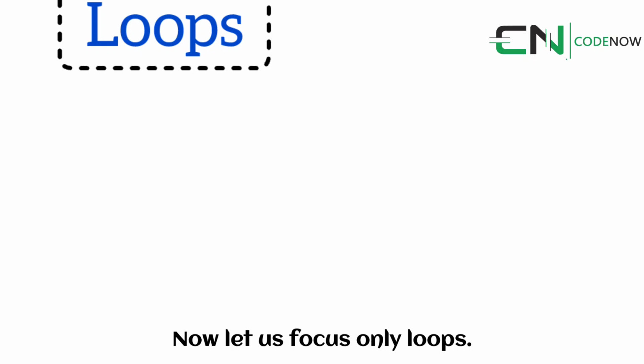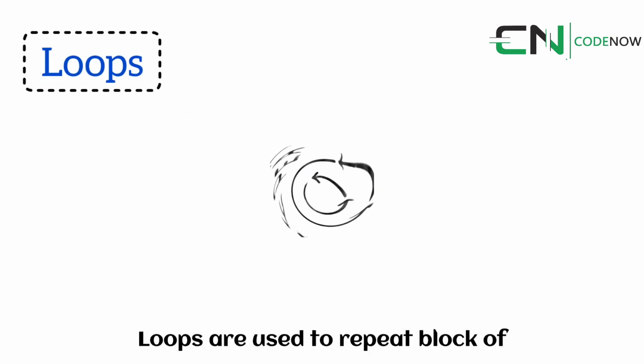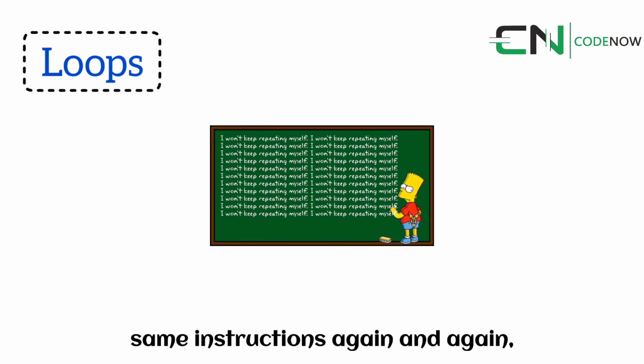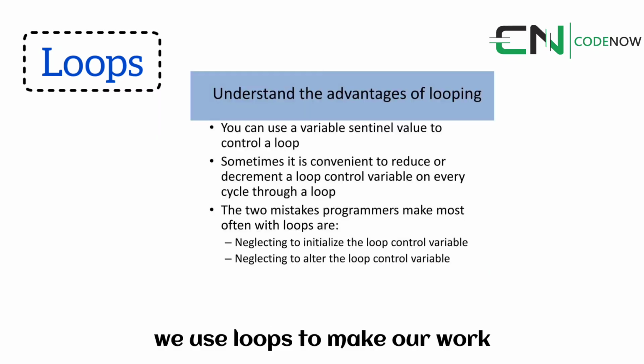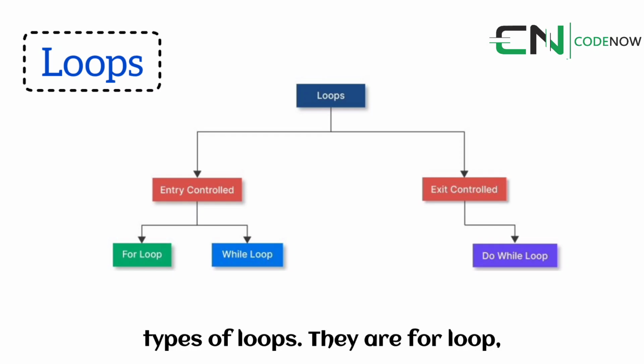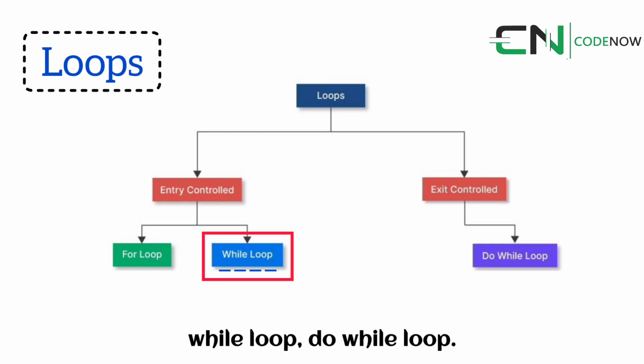Now let us focus only on loops. Loops are used to repeat a block of instructions multiple times. Instead of writing the same instructions again and again, we use loops to make our work easier and cleaner. There are three main types of loops. They are for loop, while loop, do while loop.